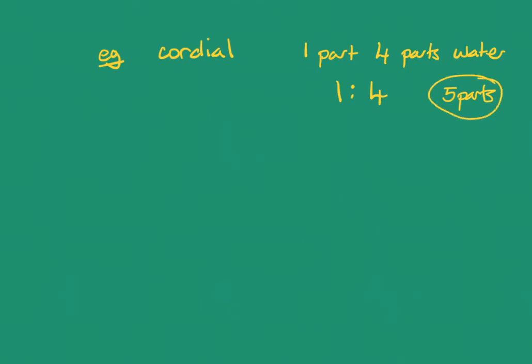Another example is when I'm making some cordial. I might put in 1 part of cordial and 4 parts of water. And so I'd write that as 1 to 4. And if you think about it, there's actually 5 parts. One of them is the cordial and 4 parts of the water.